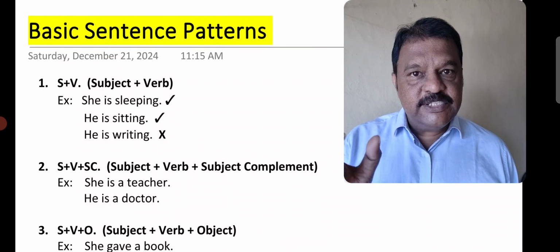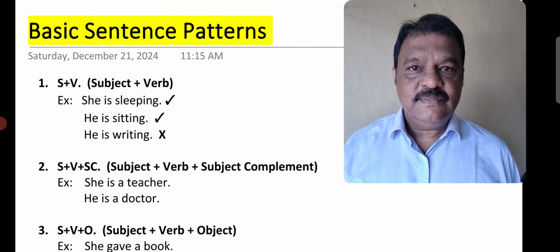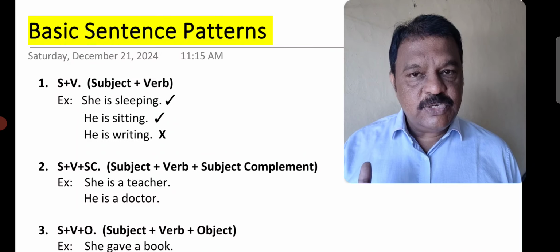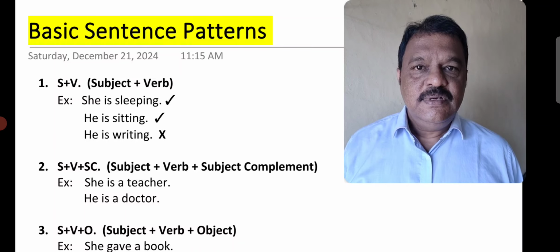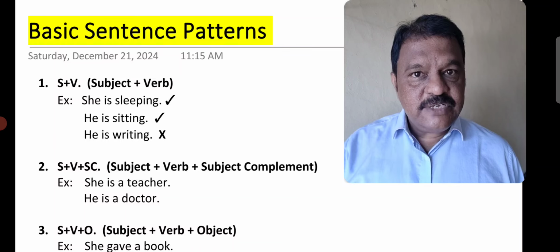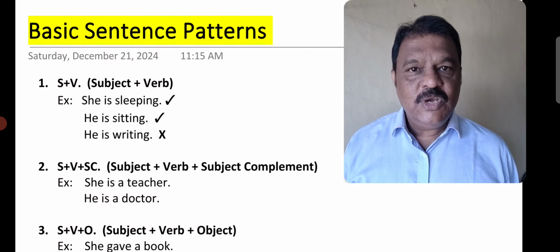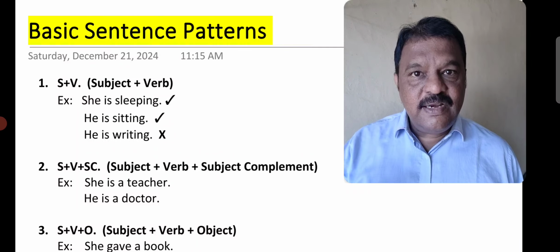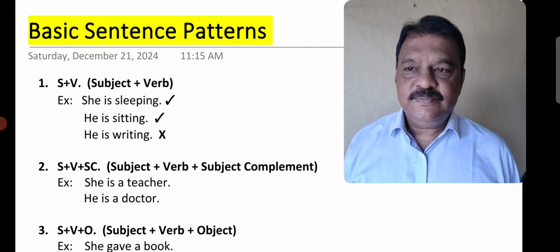Look at the first example. She is sleeping. She is the subject, is sleeping is the verb. We have used only subject and verb. Got it? We did not add any more word in this sentence.